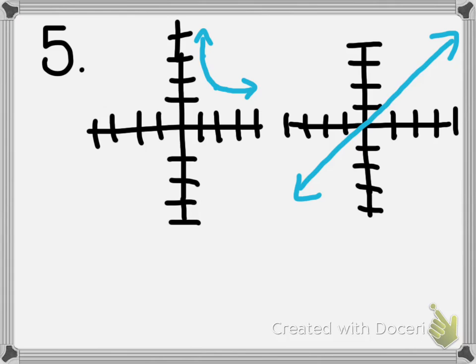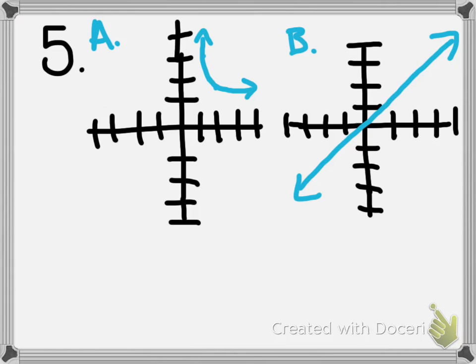Okay, this is number 5. Now I have two graphs and I need to determine whether each is inverse, direct, or neither. So let's look at the first graph. I'm going to call this graph A and the second one graph B. On graph A, we have a strange looking line and we need to determine whether it is inverse or direct. Looking at number 4, I'm going to take a wild guess and say this is probably inverse. So I'm going to check my work by plugging in my points.